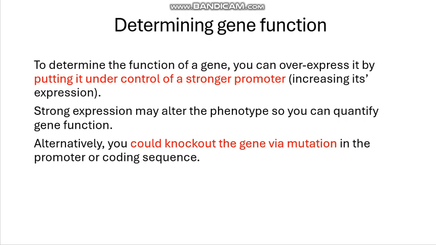So say we just randomly picked a gene, we put it under control of a strong promoter, and then we see that the organism ends up having very dark fur, then we'd be able to infer that okay, the gene that we put the promoter in front of is probably responsible for a pigment that gives fur its color.